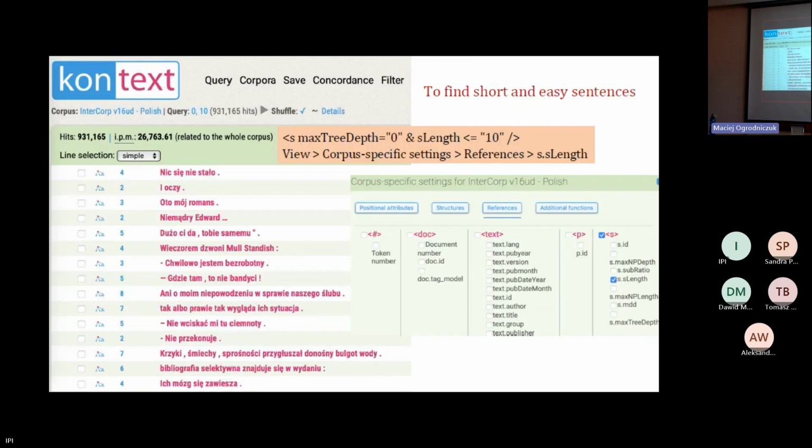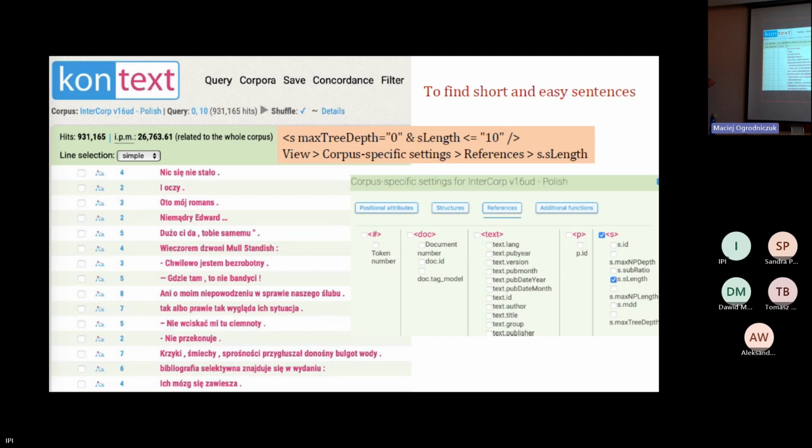But you can also search for sentences which are short and easy. That's nice if you want to find examples for a textbook or something. So you want to find sentences which have no subordinate clauses and which are up to 10 words long, and you see them, just like this. And then you want to say, of course, how many words. So you do the same thing.